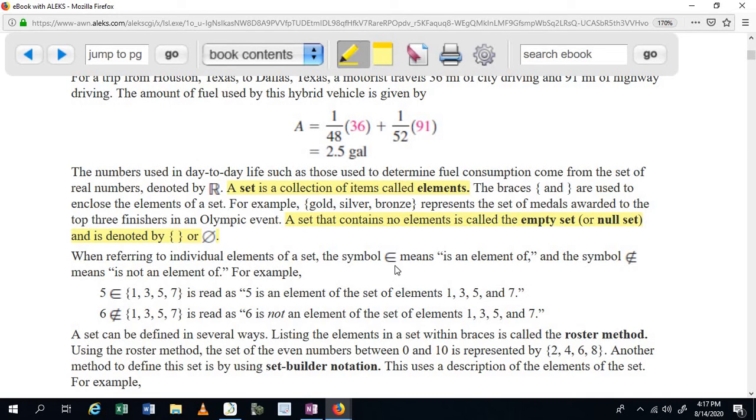Now, sometimes you'll see this little symbol here. It's called an epsilon symbol. And that means you have an element of a set. So, for example, you can see here 5 is an element of this particular set. Now, if it has a line through it, then it means it's not an element of the set. So 6 is not an element of this set.